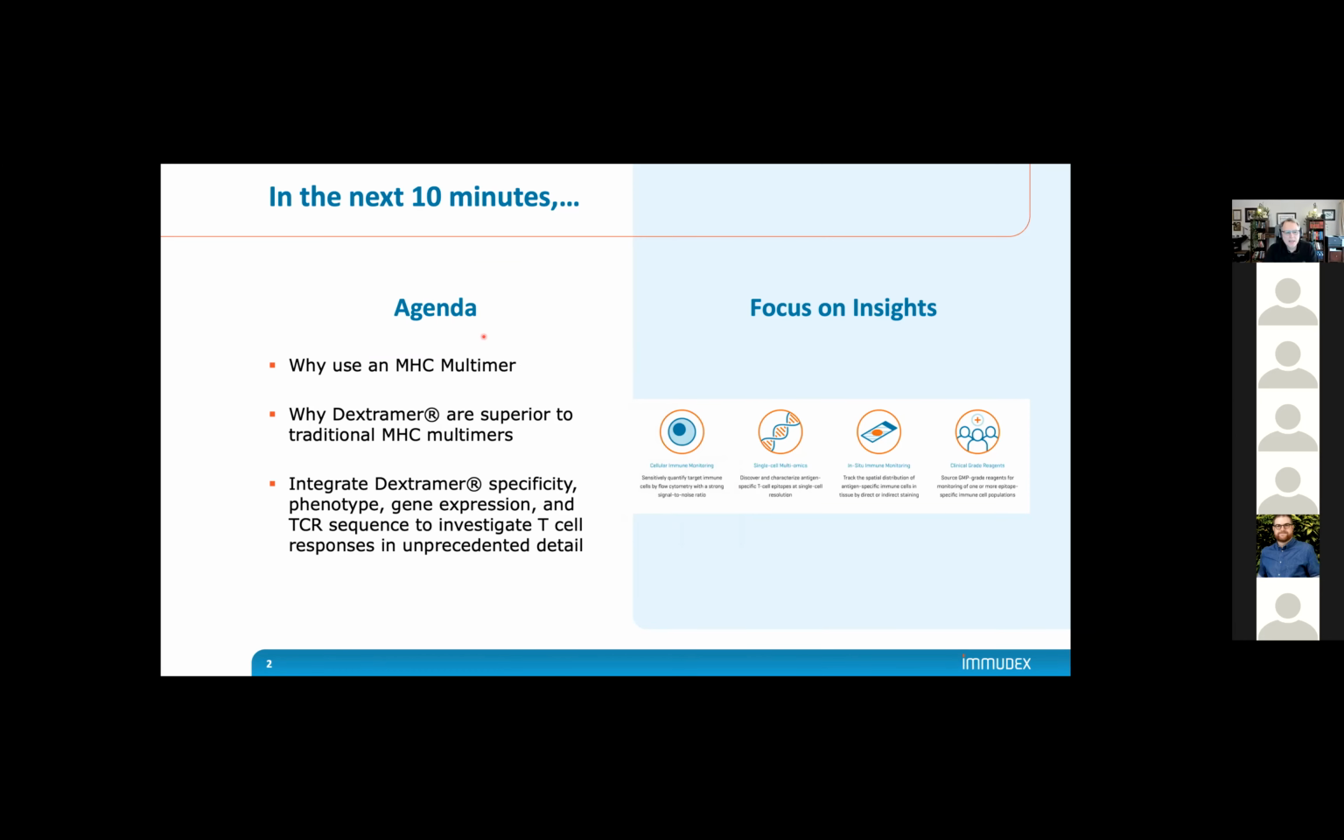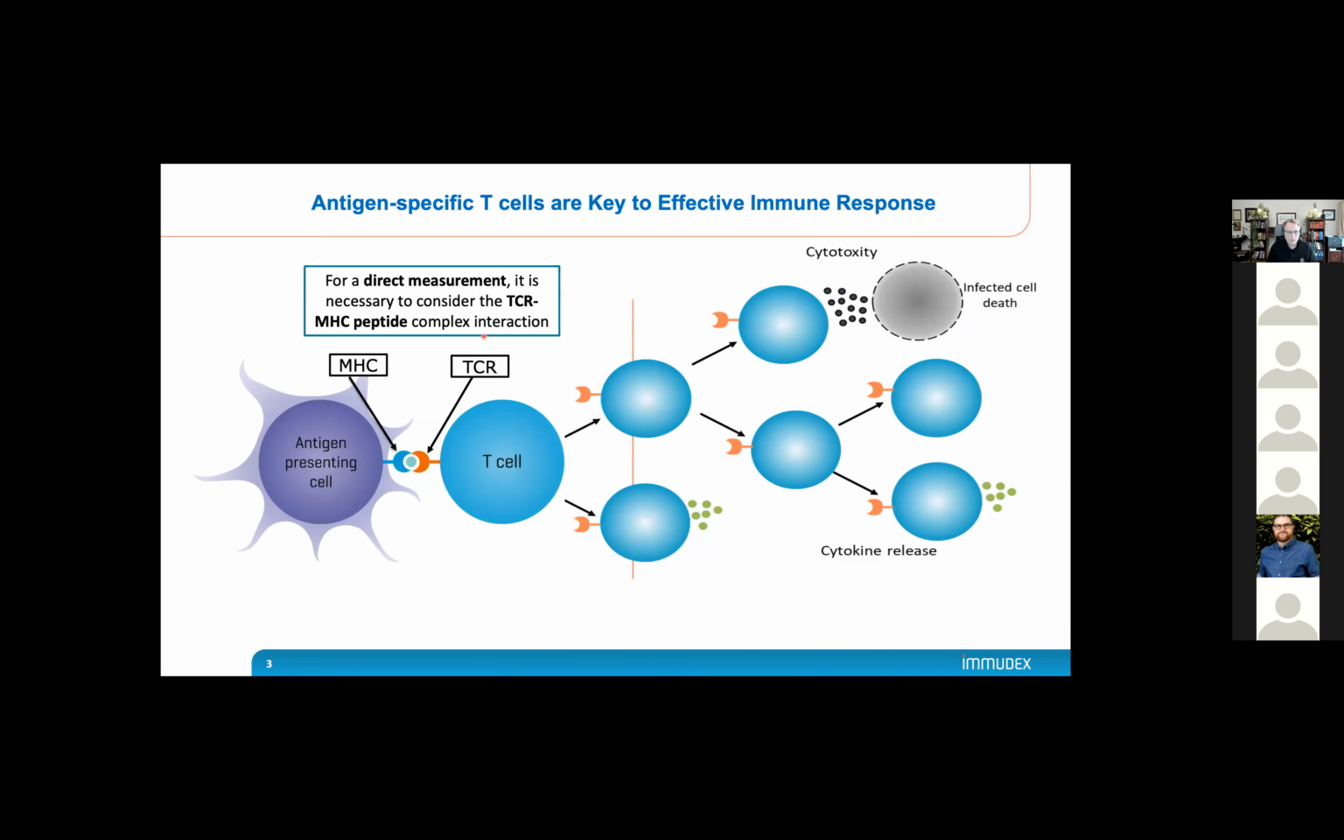So in the next 10 minutes, I'm going to talk a little bit about why use an MHC multimer in these complex flow cytometry panels, and why Dextramer, our reagents, are superior to traditional MHC multimer reagents. And lastly, just a couple of slides on integration of Dextramer specificity, phenotype, gene expression, and TCR sequence to investigate T cell responses, and perhaps moving beyond T cells, in unprecedented detail.